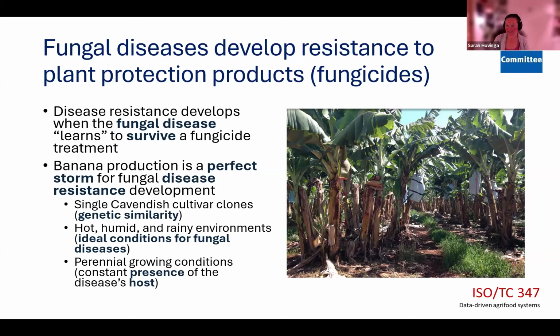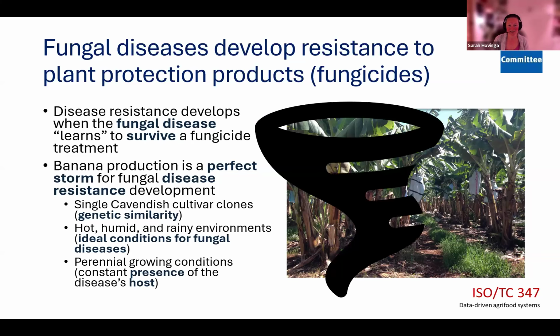And after repeated spraying of the same type of fungicide or the same mode of action, that resistant fungus can become dominant. And so that renders the treatment ineffective. And this is a common risk of banana production, especially under these ideal conditions, because the way bananas are grown is really this perfect storm for disease resistance development.